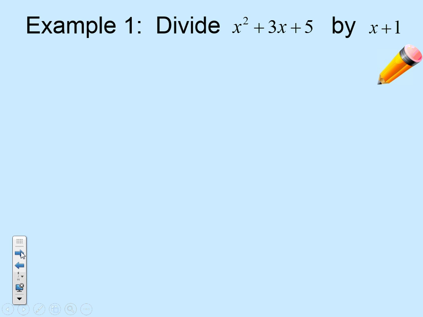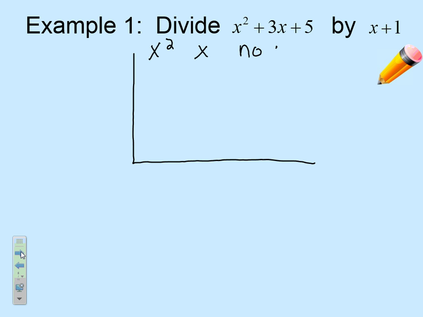Now we're going to do 3 examples. Make sure you have all 3 examples written in your notes. And we will get started on example number 1. First thing we have to do is set it up. So we're going to draw our little half of a box. We're starting with x squared, then we have an x, then a no x.